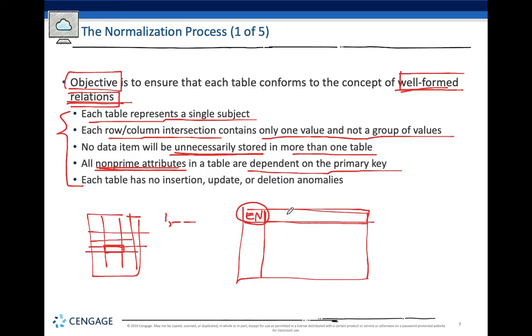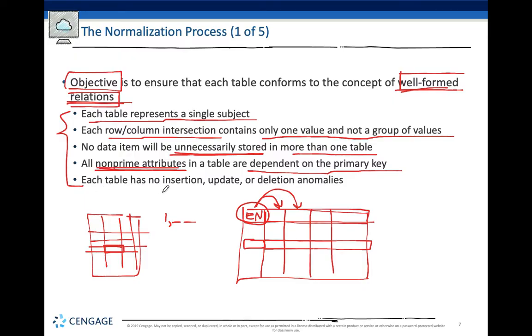In other words, things like employee first name, last name, date of birth, etc. can be determined by the employee number. If you know the employee number, then you can identify that employee and determine their non-prime attributes. Okay.